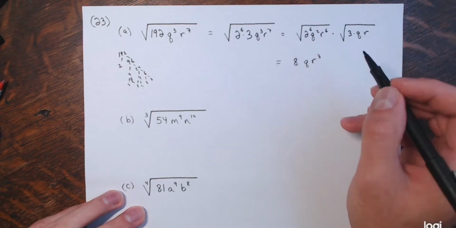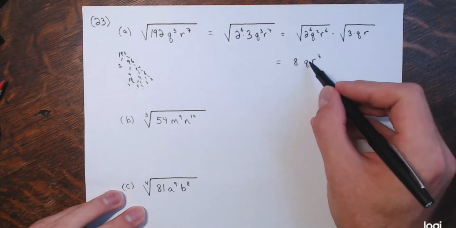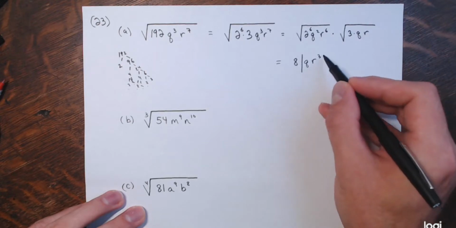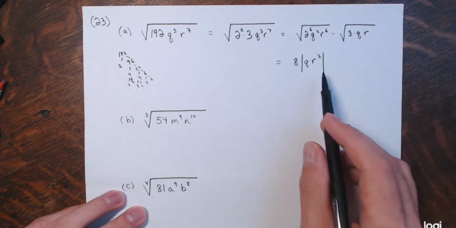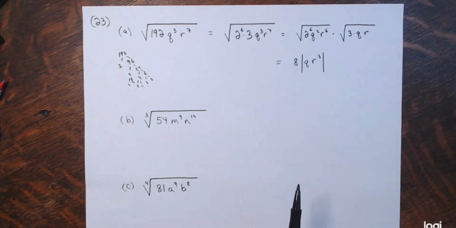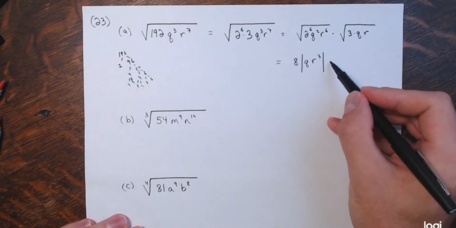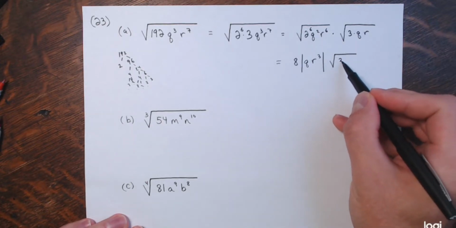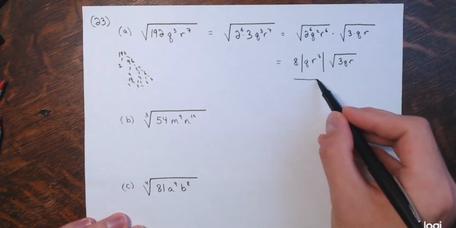Now do I need absolute values around this? Absolutely. These are both the odd powers, so they can both end up giving me a negative result. So I'll throw absolute value symbols around that q r cubed. Alright. And then we have times the square root of 3qr. There you go.